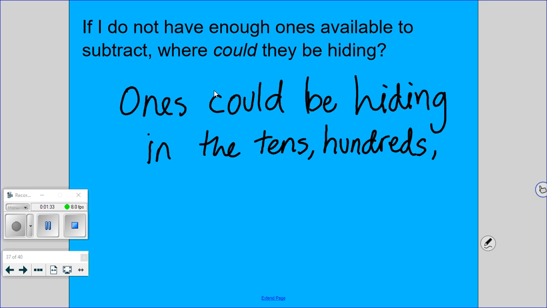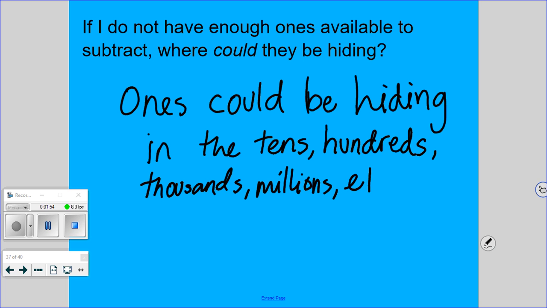Where else could they be hiding? They could be hiding in the thousands. They could be in the millions. They could be in the billions. I'm going to put etc., meaning any place value that is above a 1. There are ones in that number. You need ones to make up every other place value.